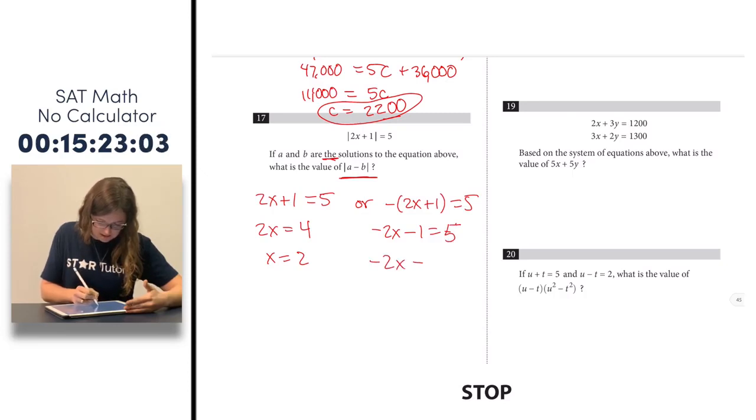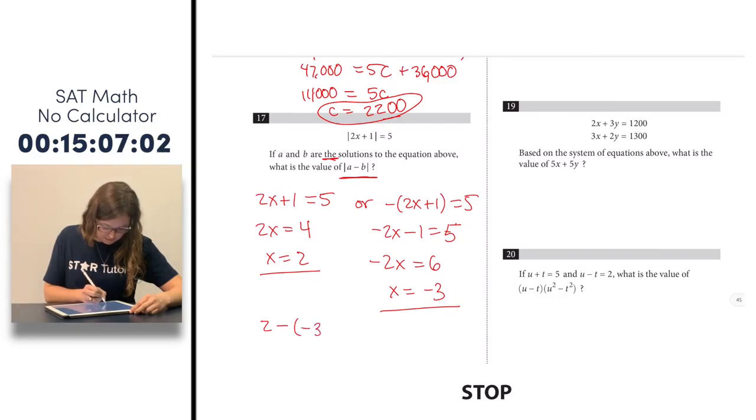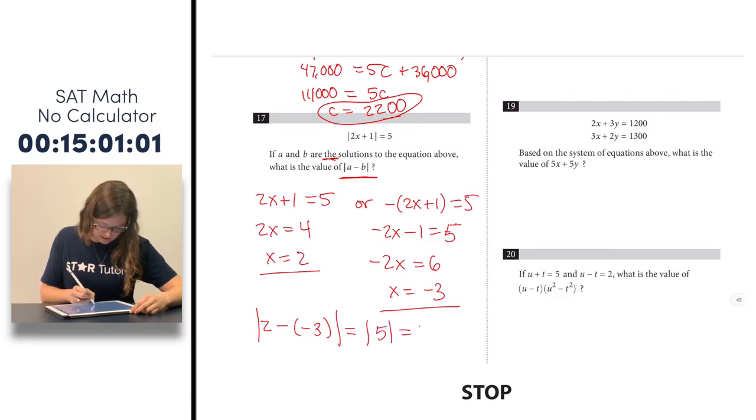Negative 2x equals 6, so x equals negative 3. So I've got x equals negative 3 and x equals 2. I want the value of, so one of these is A and one of them is B. It doesn't matter which is which. So I've got 2 minus negative 3, and then in absolute value, that would be the absolute value of 5, which is 5.